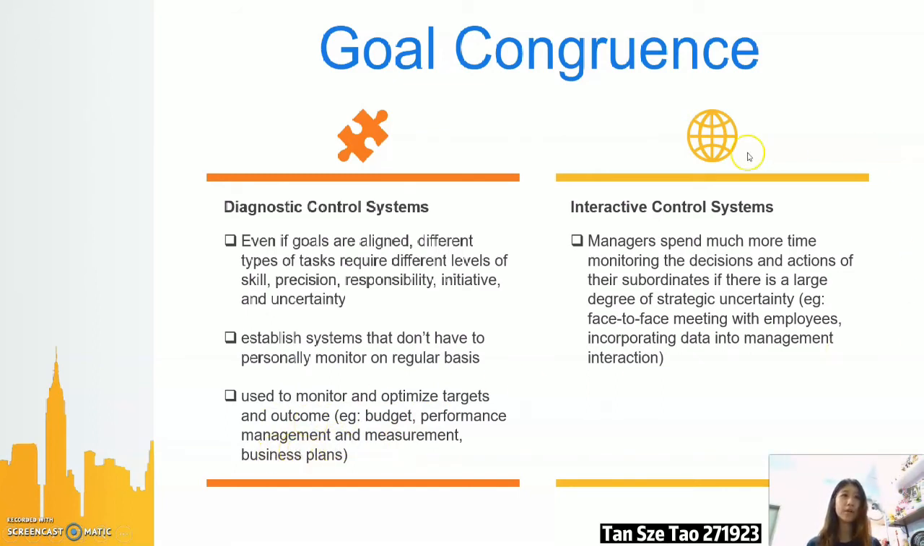For the interactive control system, managers spend much more time monitoring the decisions and actions of their subordinates if there is a large degree of strategic uncertainty. For example, the manager will have face-to-face meetings with their employees and incorporate data into management interaction.